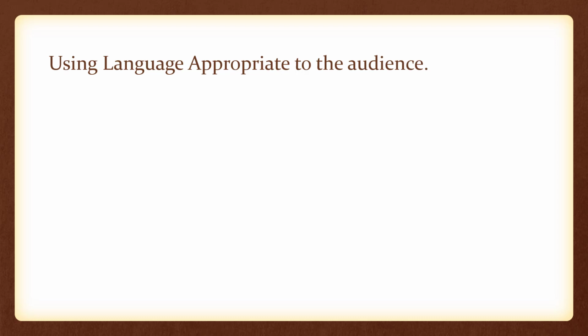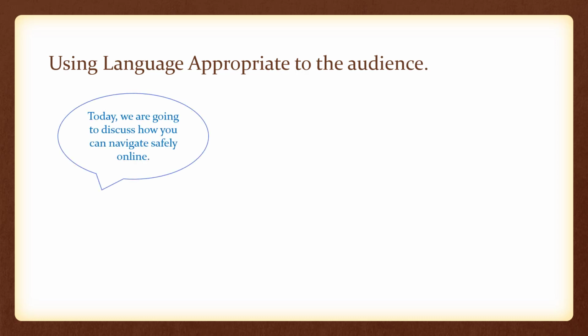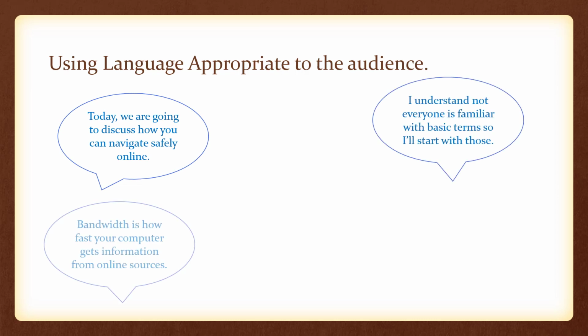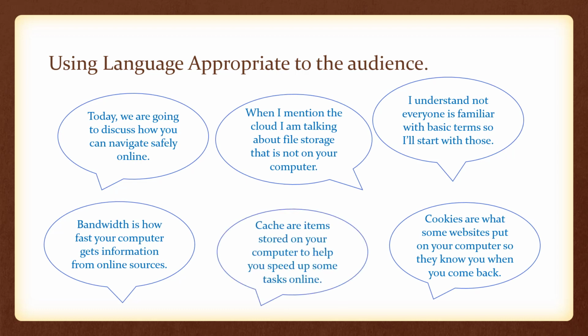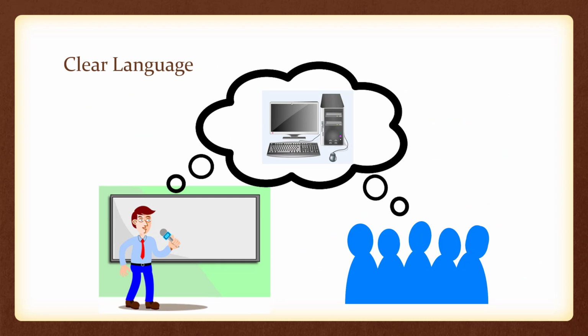When you understand the background of your audience, in relation to your topic, you'll explain terms that may be unclear so you're all on the same page and you'll use the language they understand. Things such as, I'm going to make sure everybody's familiar with the terms. When I'm talking about cloud, it's file storage, bandwidth, how fast your computer works, cache or stored items on your computer, and cookies are what some websites put up that they know you'll be able to come back and they'll know you. Now, when you take a look at how it works, you and your audience are now on the same page.